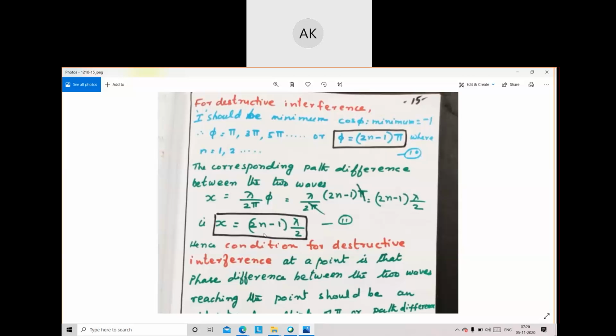So for getting destructive interference, the phase difference between the two waves is an odd integral multiple of pi, or the path difference between the two waves is an odd integral multiple of half the wavelength. Remember these equations.